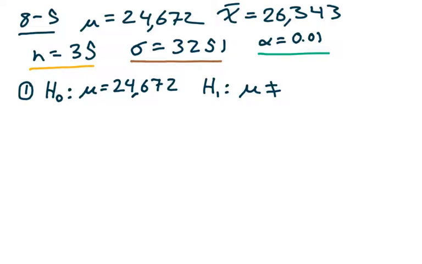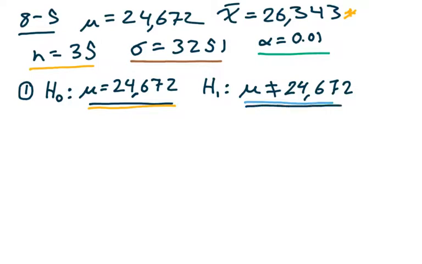So notice we're not going to be looking at x bar here. Don't do that, all right? We're still looking at this same value for mu, but here we're saying that it's equal, and over here we're going to be saying that it is not equal to 24,672. Right? That's the only difference. So in H subscript 0, we're going to say equal sign, and in H subscript 1, we're going to either say not equals, or we're going to say less than, or we're going to say greater than. We're going to say some inequality there.